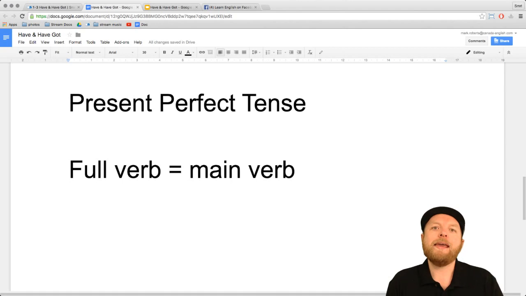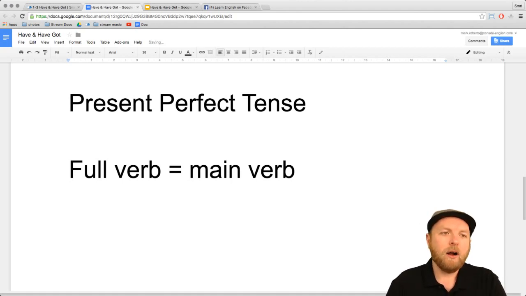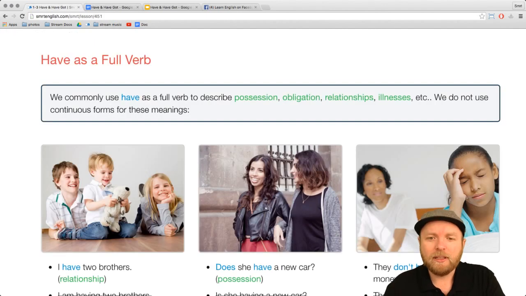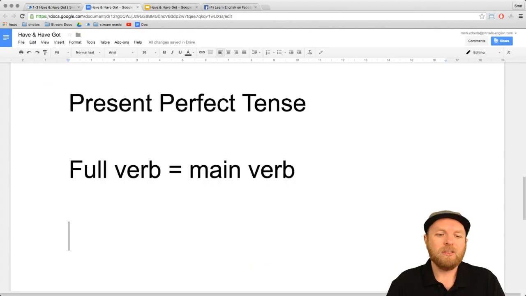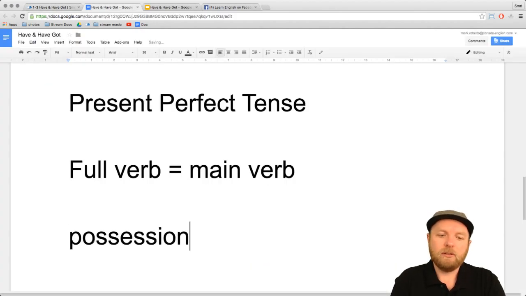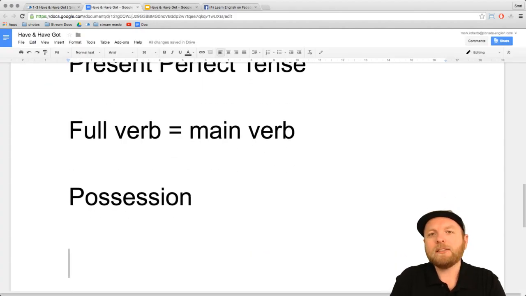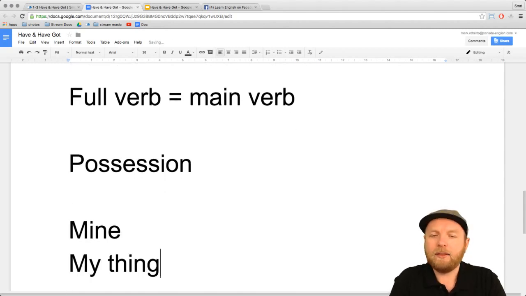When is it the main verb of my sentence? Well, there are many reasons. Let's talk about four right now. The first reason is possession. If you're talking about possession, what does that mean? Possession means it's mine. It's my thing.